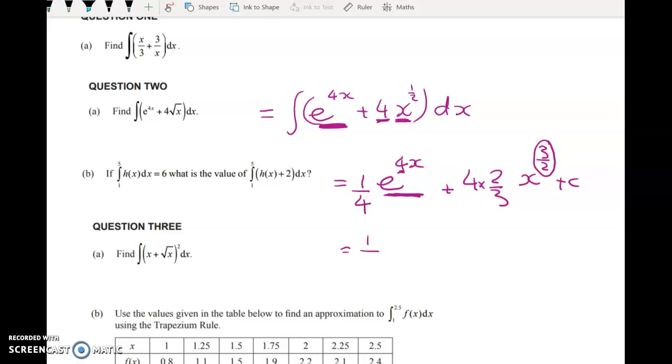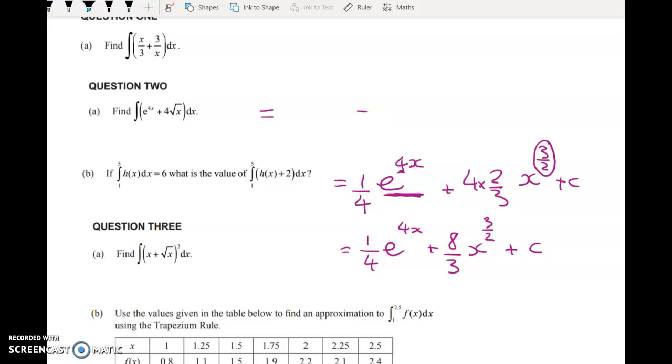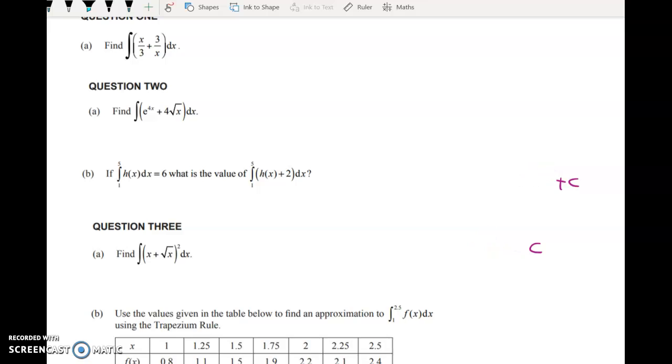And I'm going to just clean up that line, giving us 1/4 e to the 4x plus 8/3 of x to the 3 over 2 plus c, the constant of integration. Now the next one's a little bit more interesting. We're given the value of a definite integral. So this question is testing that you understand that integration gives us the area under a curve. And we're told that the area under some curve h of x between x is 1 and x is 5 is equal to 6. I think it helps to draw a really quick sketch here.